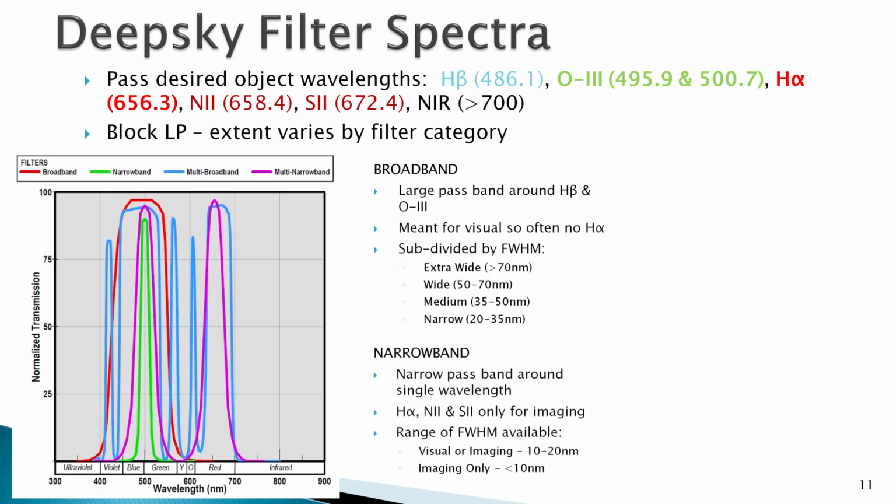Narrowband filters have a single passband located at one of the desirable wavelengths for emissions from nebulae. They are available in a range of bandwidths, with filters in the 10 to 20 nanometer wide range being suitable for visual and imaging use, and those narrower than 10 nanometers being suitable only for imaging.